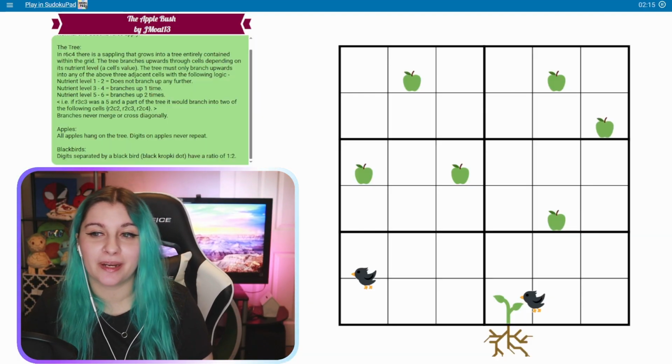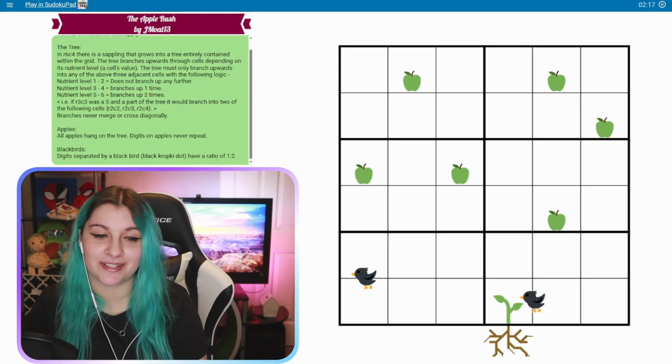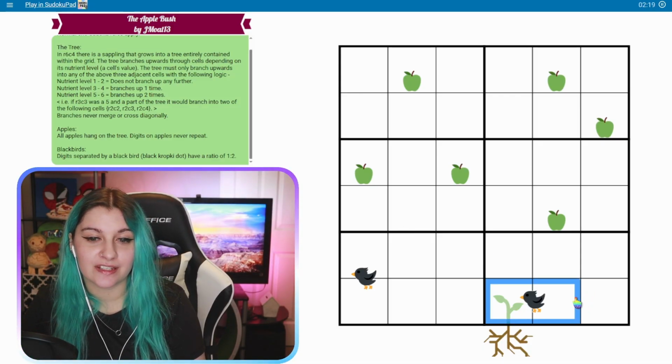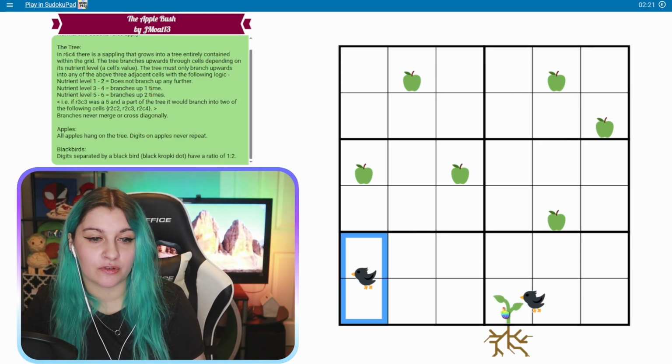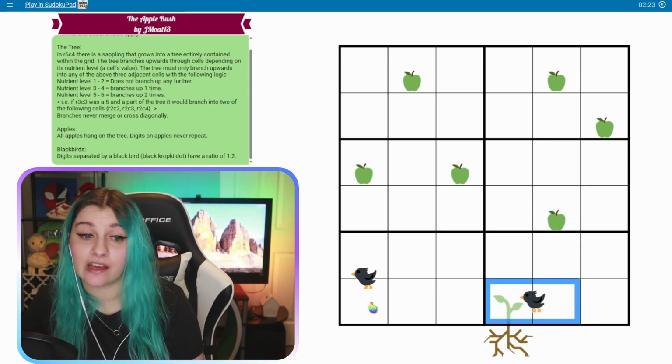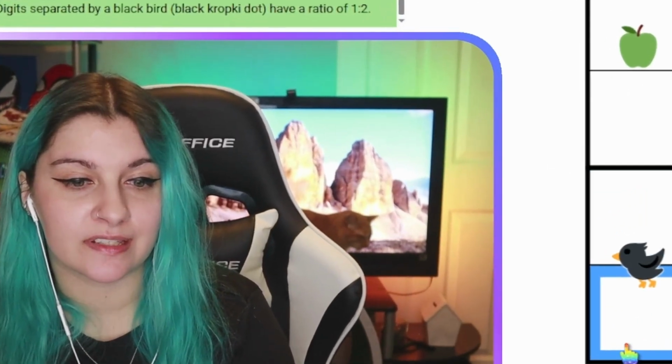Blackbirds. Digits separated by a blackbird, black Kropke dot, have a ratio of 1 to 2. Okay, so one of these is double the other, like 1 and 2, or 3 and 6, or 50 and 100. Something where one is double the other.